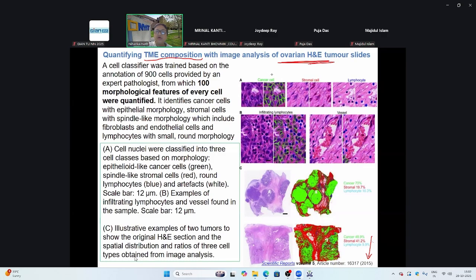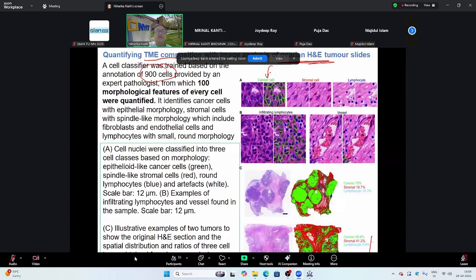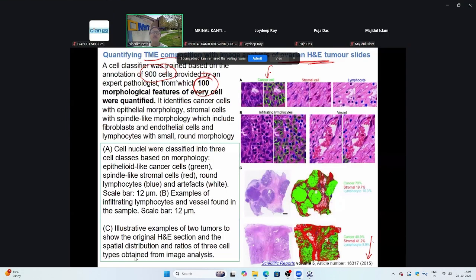They're just showing you that these are the cancer cells. They stained them, and then they trained the machine with 900 cells. Sorry, 900 cells were annotated, from which they quantified 100 morphological features. So not just 10, 15 features, 100 features they quantified in this particular project.